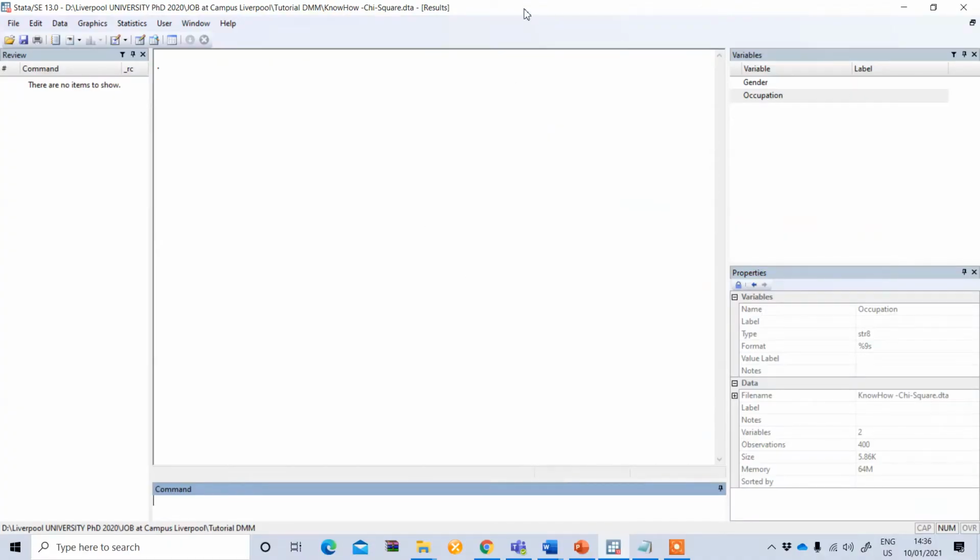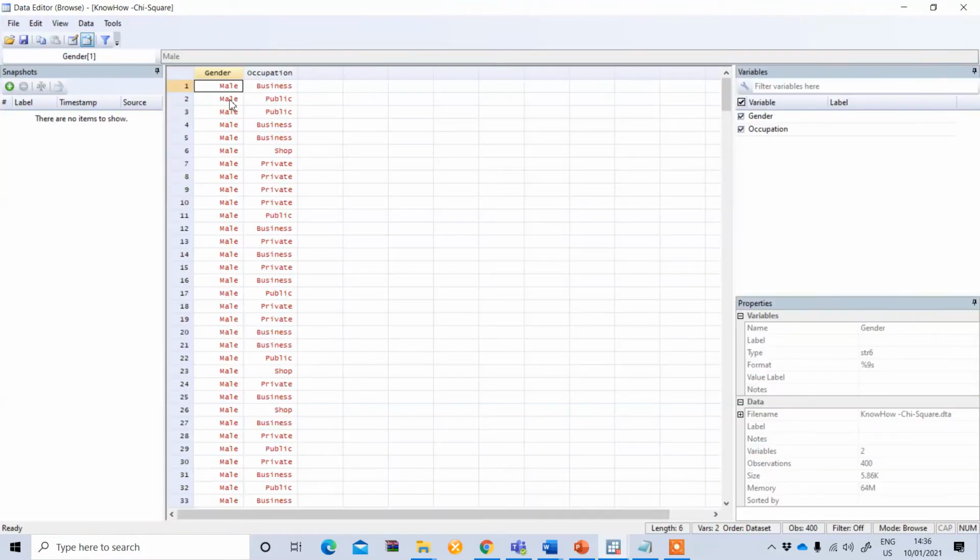So this is the Stata software. Let's go to the data file, and you can see we have two variables and both are categorical. One is gender, another one is occupation. Under gender we have two groups, male and female. And in terms of occupation, we have different categories like business, public job, private job, shop ownership, and so on.